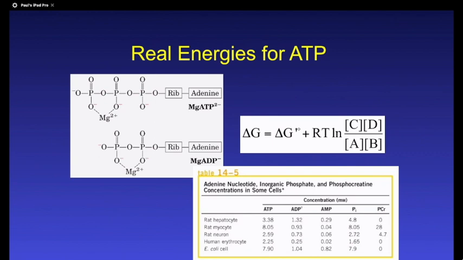All right? Depending upon the concentrations, you can actually either add or take away the amount of energy, all right? And so if you actually do calculations, you get a larger number, a very much larger number of energy in kilojoules per mole for breaking ATP, even with the magnesium there, okay, if you use real concentrations.